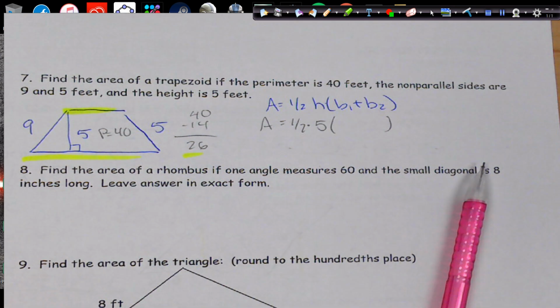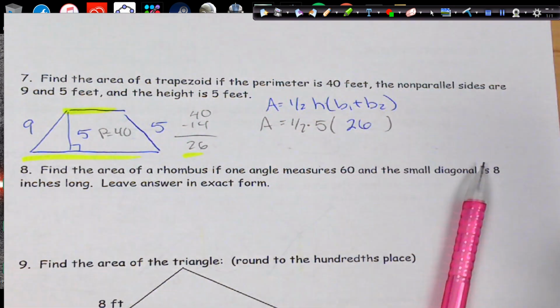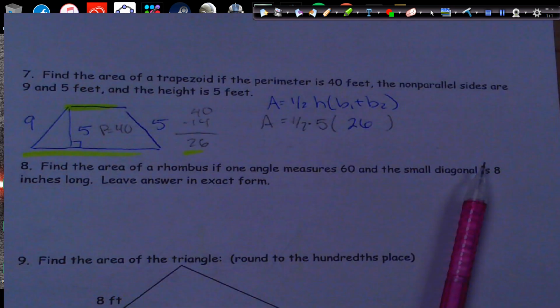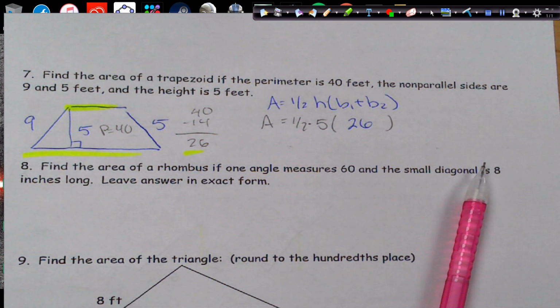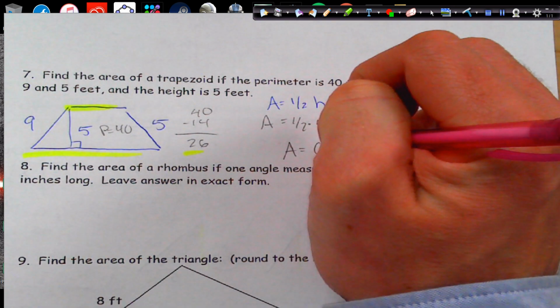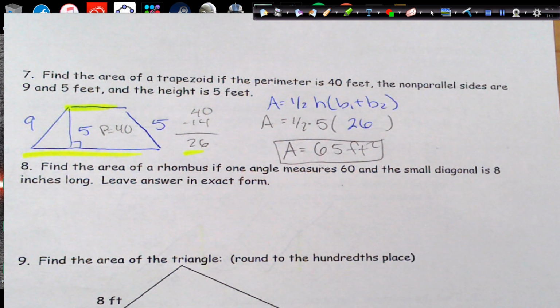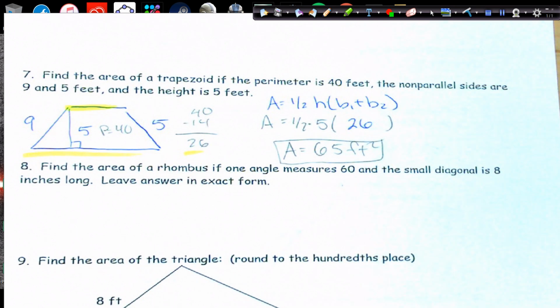which is base 1 plus base 2, which means I'm going to have 26 as my length of base 1 and base 2. Put that all together in our calculator, and we're going to get 5 times 26 divided by 2, which is going to give me the area equals 65 square feet. Okay? Let's look at our next problem.